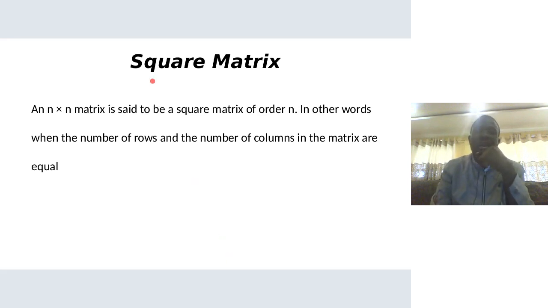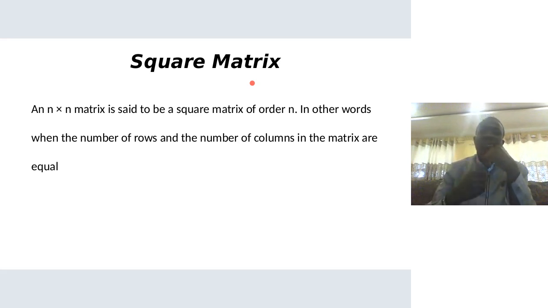Next, we look at a square matrix. We can define a square matrix as a matrix which has the same number of rows and the same number of columns. It can be a 1-by-1 matrix, meaning that it has 1 row and 1 column. We can also have a 2-by-2 matrix, meaning that it has 2 rows and 2 columns. It can be a 3-by-3 matrix, meaning that it has 3 rows and 3 columns.